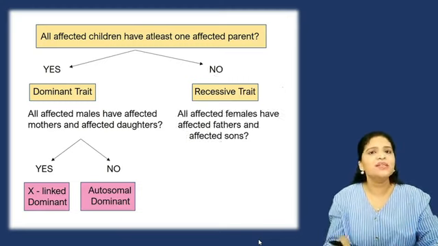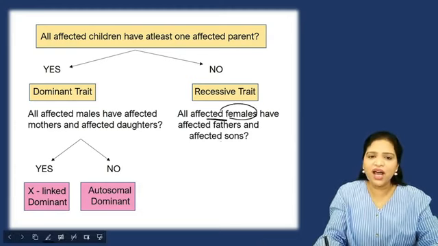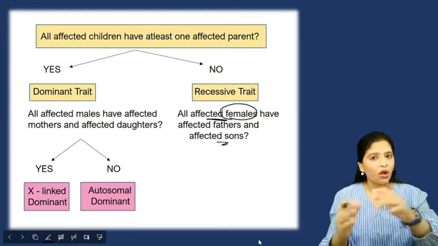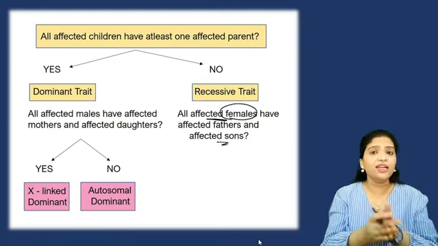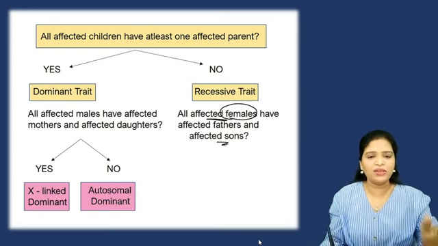Now ask yourself whether all the affected females have affected fathers and affected sons. All the affected females have affected father and affected son. So what do you understand here? This is just the opposite of the previous thing that we have seen.